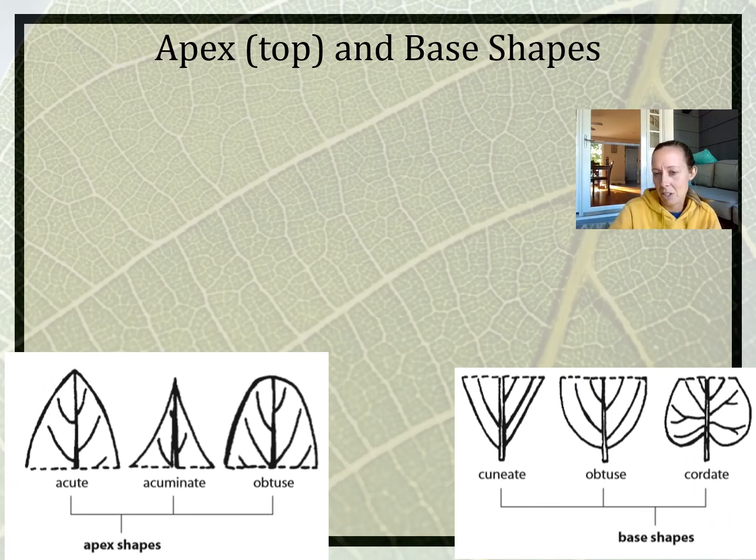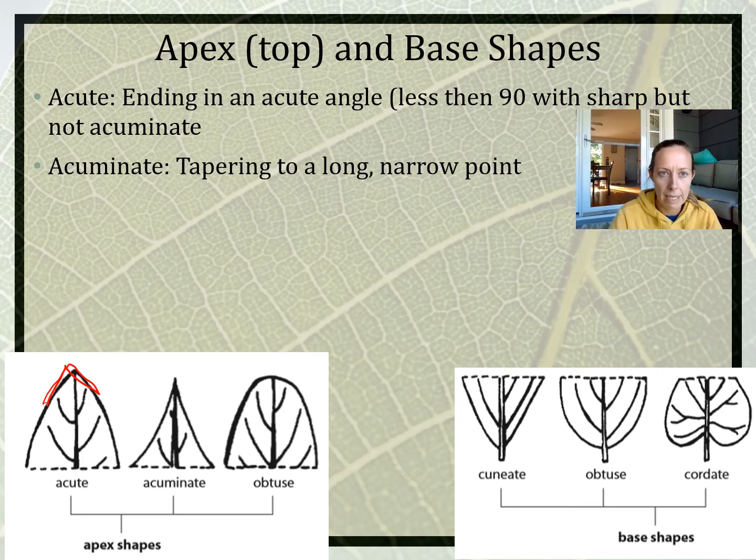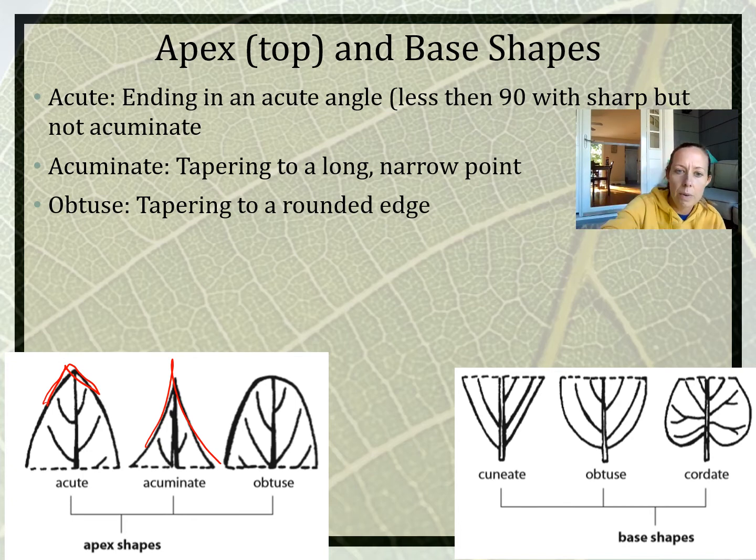Apex and base shapes. This is the top of the leaf or the bottom of the leaf. Acute is going to end in an acute angle. So this angle right here is less than 90 degrees. But it's not super pointy, because acuminate is going to be the pointy one. This is a point. Acuminate will be a point. Obtuse is when it's rounded. So acute, acuminate, or obtuse, those are your tops.